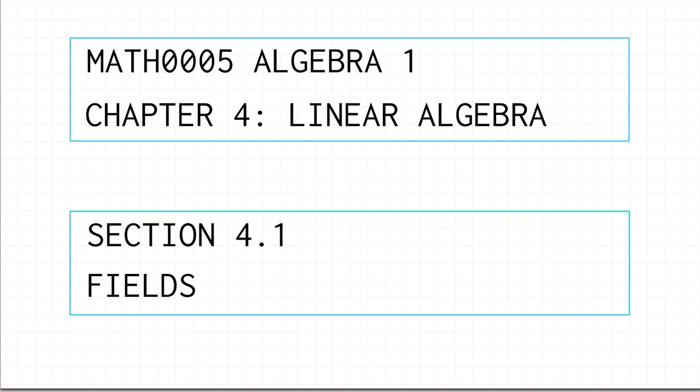Okay, we're now ready to start a new chapter of Math 5, the final chapter, which is about linear algebra. So let's begin that by reviewing what we did in the previous chapter, which is we proved a bunch of results about matrices and vectors.